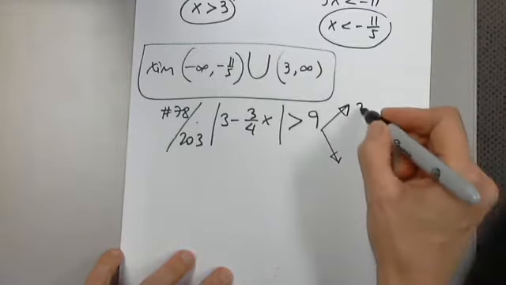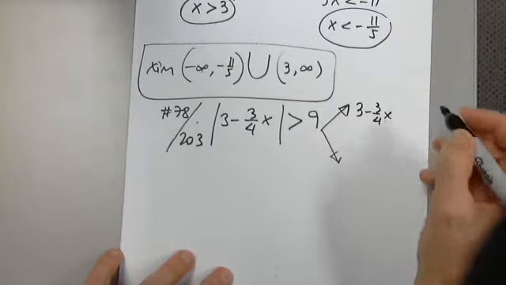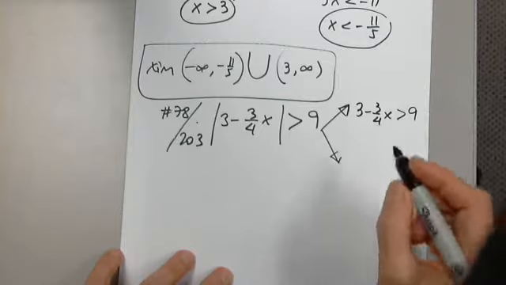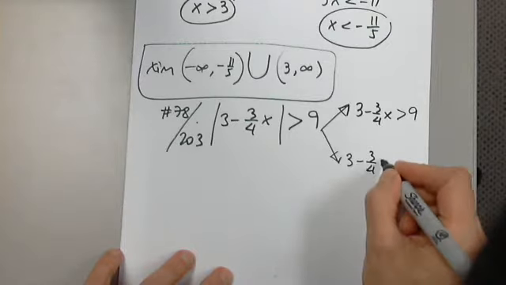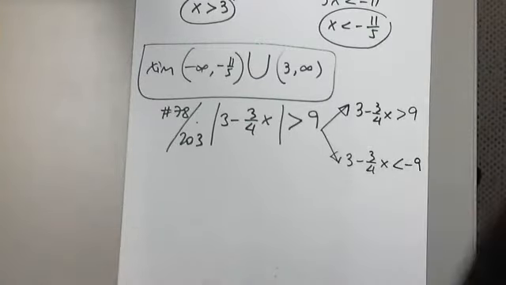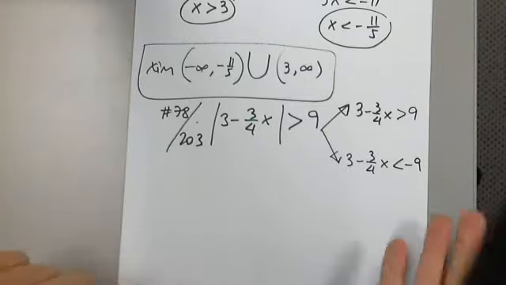3 minus 3/4 x greater than 9. And 3 minus 3/4 x is less than negative 9. Now let's take a moment and see if this is clear. Is this clear to us? So more than 9 units means to the left, smaller than negative 9 or greater than positive 9. Is that clear, everyone? But now we have to solve both.